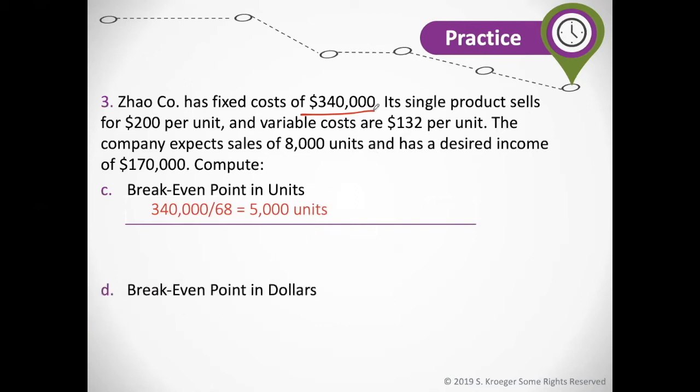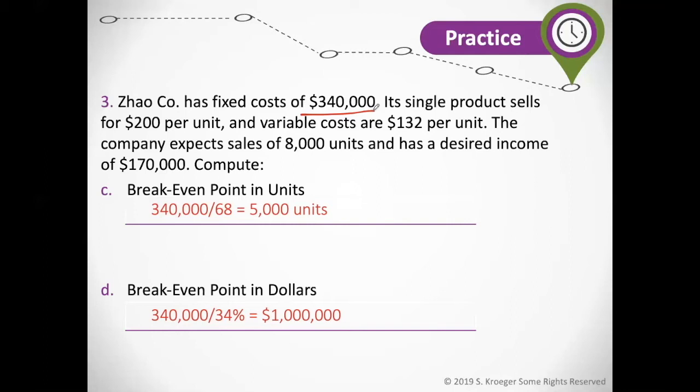Part D is to calculate the break-even point in dollars. Remember, this formula is fixed costs divided by contribution margin ratio. We already know that fixed cost is $340,000, and we know the contribution margin ratio from part B, which is 34%. We're going to divide 340,000 by 34%, and this will equal $1 million.